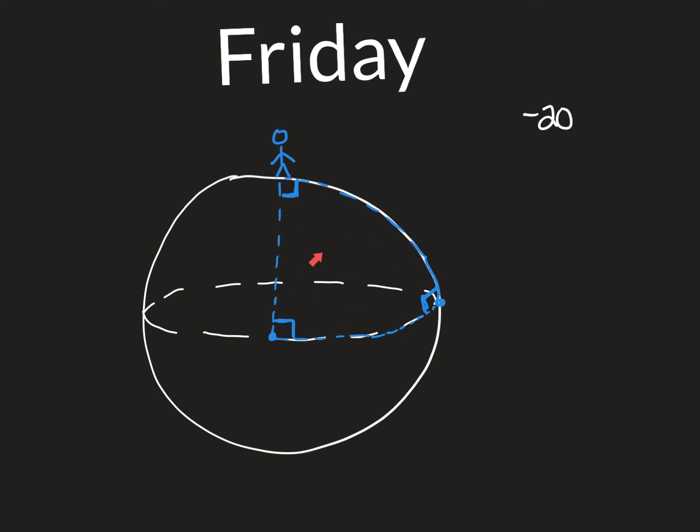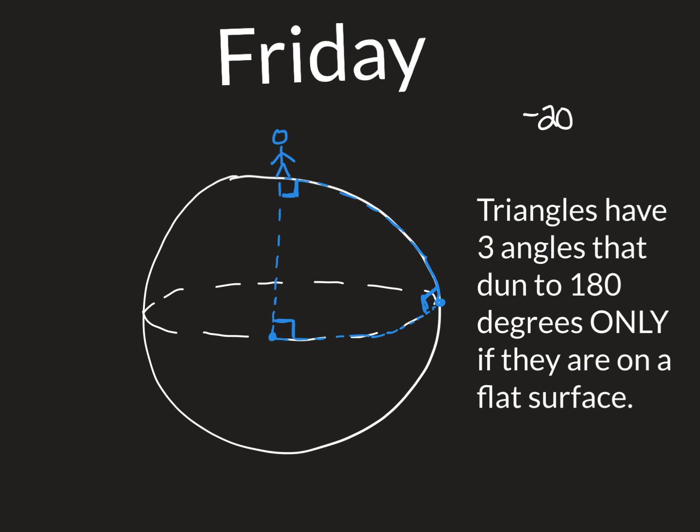That's way more than 180 degrees, which let us figure out something kind of cool, which is that triangles have 3 angles that sum to 180 degrees only if they are on a flat surface. This is not a flat surface. This is a spherical surface, and so triangles do weird stuff when you're on a sphere, which I thought was kind of fun. But this is not a thing you're going to get tested on. I'm just letting y'all know in case you were not in class.